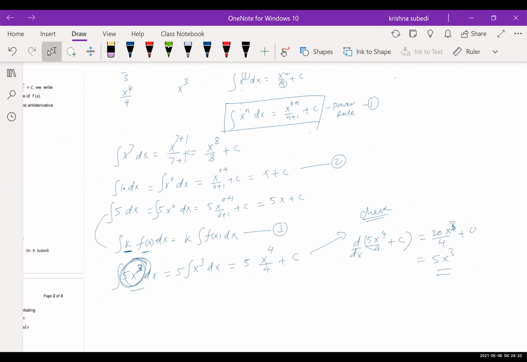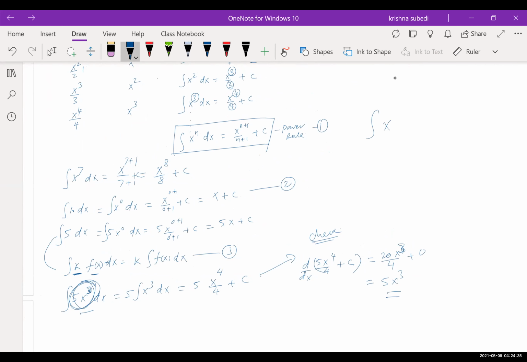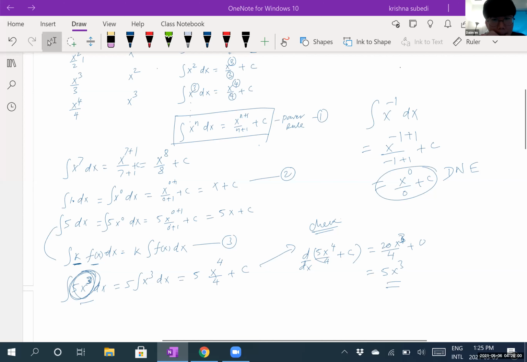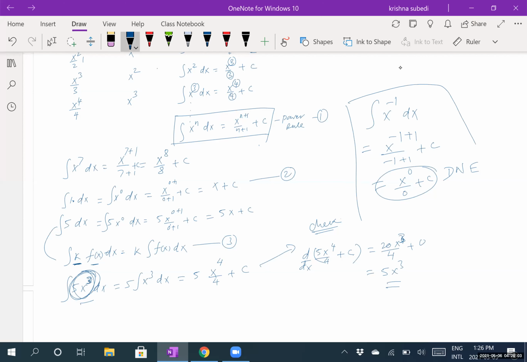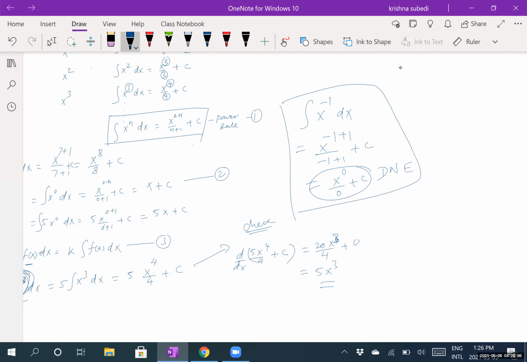Now, one thing: suppose you are given x power negative 1 dx, what happens? If I use this formula, the power rule, let's see what happens. Using the power rule, x to the negative 1 plus 1 over negative 1 plus 1 plus c. What is that? It will be x power 0 over 0 plus c. It is undefined, right? Anything divided by 0 is undefined. So the reason here is that when we try using the power rule for this, it didn't work.